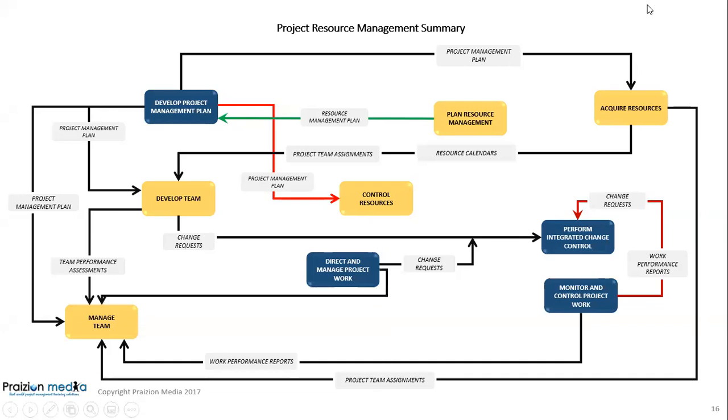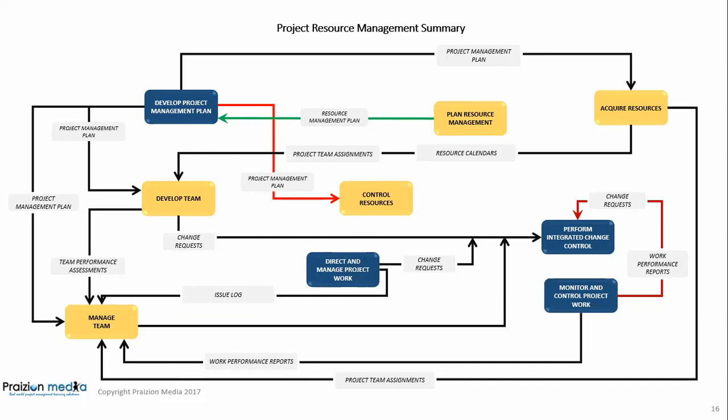Moving ahead, direct and manage project work and the process known as control resources also have interrelationships, but there's one more. In order to give feedback, we need the issue log, and that comes from direct and manage project work. There is also an interrelationship of change requests going to perform integrated change control from manage team. If there need to be any changes on the team, it will be a change request going in to perform integrated change control, theoretically speaking.